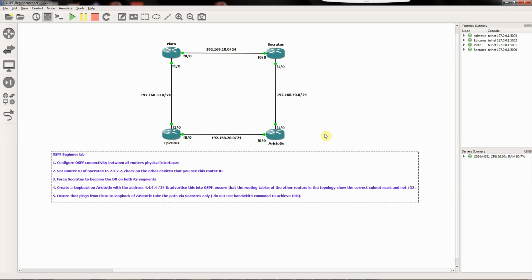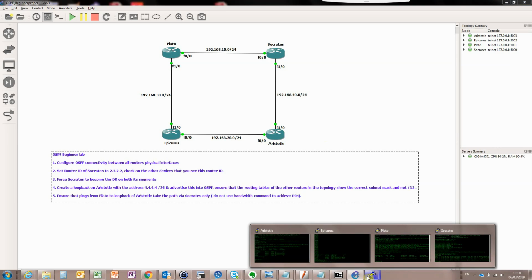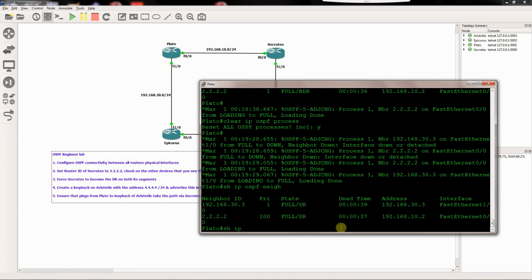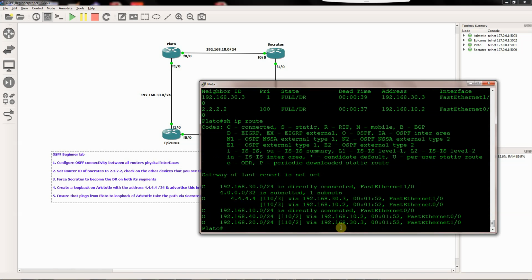Now the interesting thing with loopback addresses is if I look on any other device, say on Plato, and I do a show IP route, you can see that the 4 network is shown as a /32. Why is that? That's just the way that OSPF works. OSPF by default advertises loopbacks as a host route, so it'll always announce them as a /32.